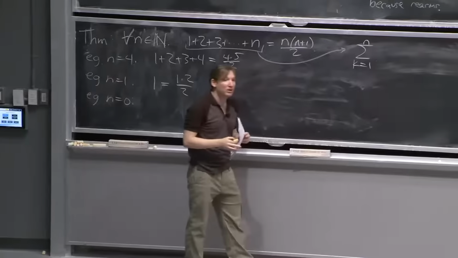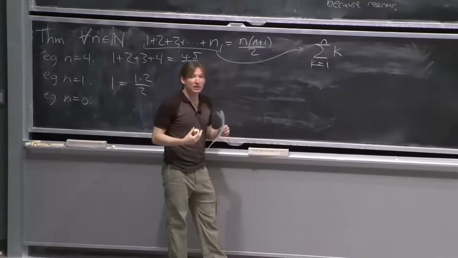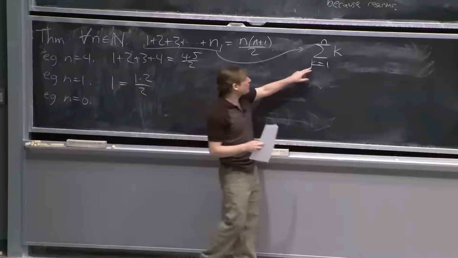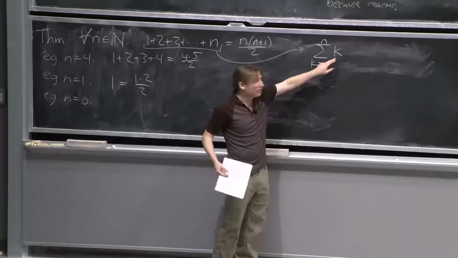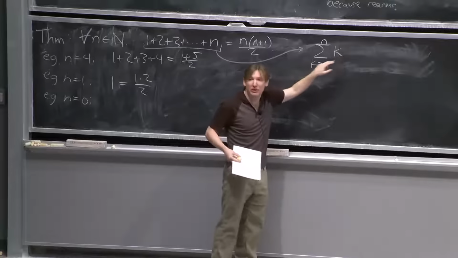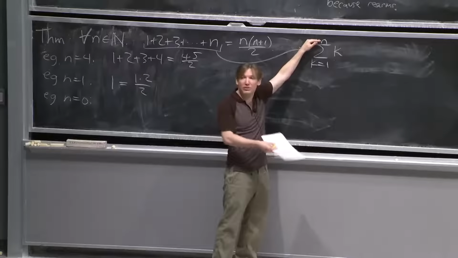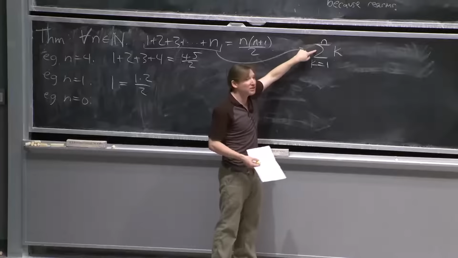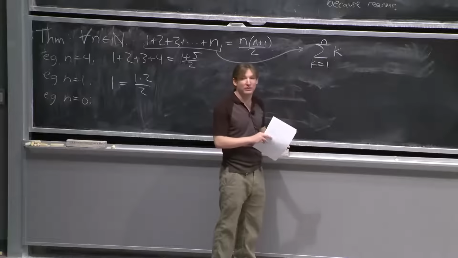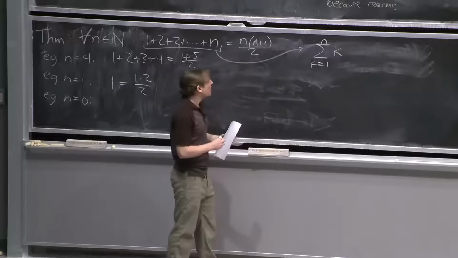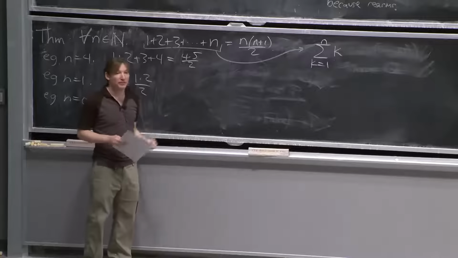k goes from 1 up to n of k. And you can think of this like a for loop. You start at k equals 1, and you write down the value of k, in that case 1. Then you go up to k equals 2 and write down the value. k equals 3, write down the value. All the way up to k equals n, write down the value. And the sigma says you add all these together. Sigma is the Greek s for sum. So this is notation for exactly this sum from 1 to n.